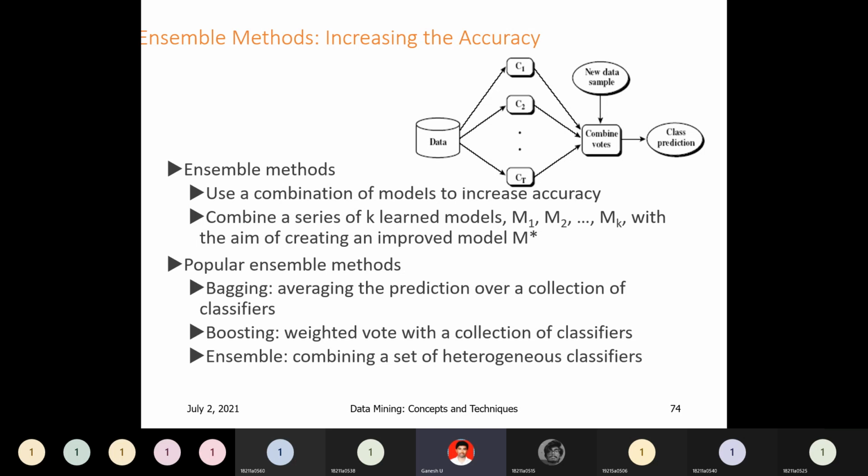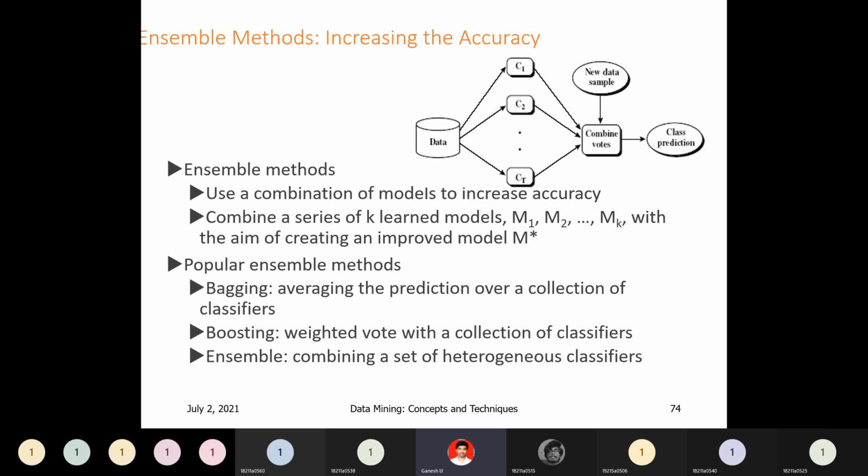So here, the ensemble method's main aim is to increase the accuracy. A single model gives an accuracy of 84. If you combine with other models, obviously you will get some improvement. That may be only 2% or 0.2%, 0.5%. But it is an improvement. That is the main motto of the ensemble method.